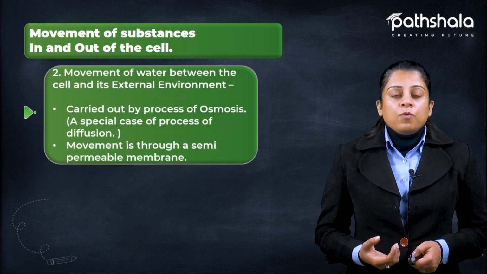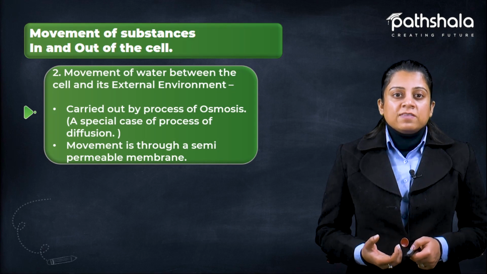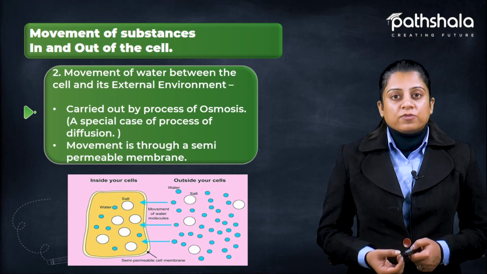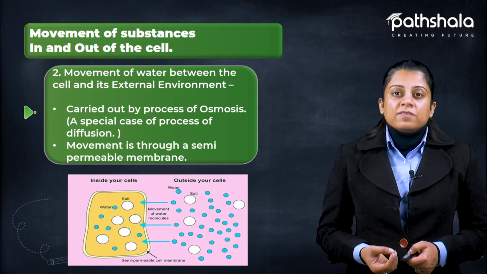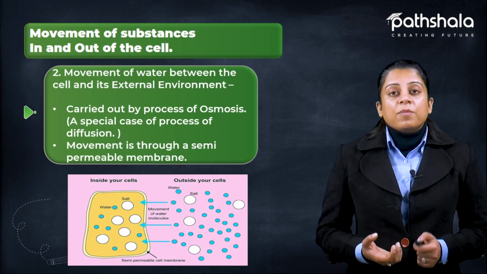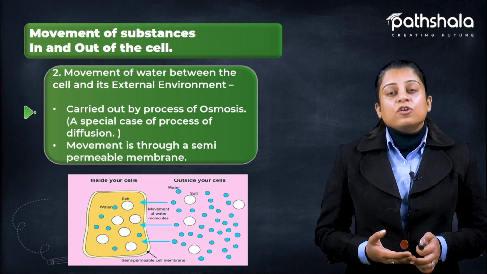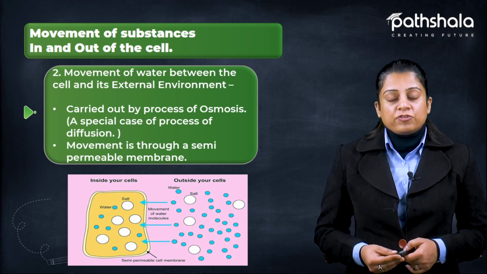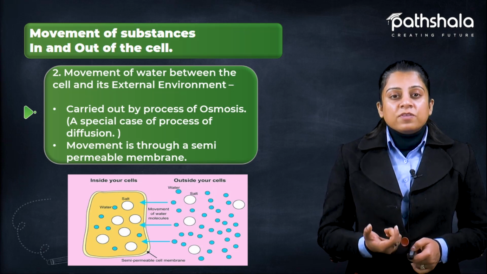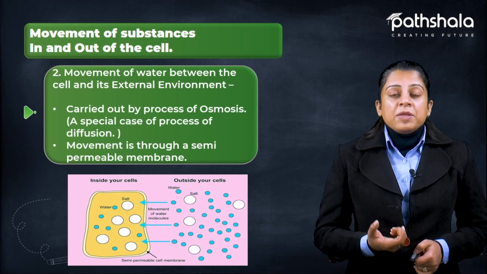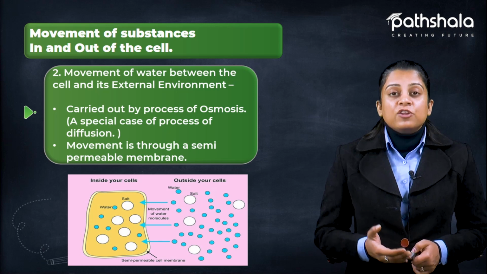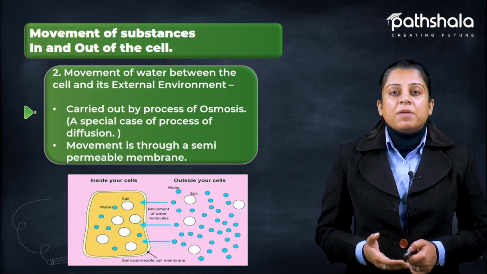Movement of water between the cell and its external environment takes place by the process of osmosis. Osmosis is the process in which there is movement of solvent particles from a region of higher concentration to a region of their lower concentration. But you have to remember one main point: in the process of osmosis, a semi-permeable membrane is involved, whereas in diffusion there is no role of a semi-permeable membrane.